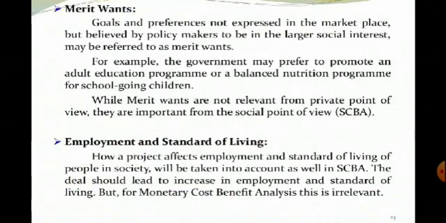Merit wants: goals and preferences that are not expressed in the marketplace but are believed by the policymakers to be in large social interest may be referred to as merit wants. For example, the government may prefer to promote an adult education program or a balanced nutrition program for school going children. While merit wants are not relevant from a private point of view, they are important from a social point of view, unlike in CBA.